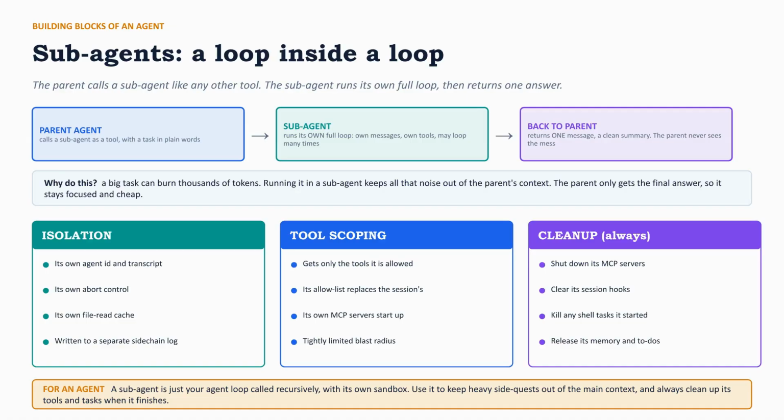The reason is cost and focus. A big task can burn thousands of tokens, so running it in a subagent keeps that noise out of the parent's context. Each subagent gets isolation, scoped tools with a limited blast radius, and guaranteed cleanup of its servers, hooks, shell tasks, and memory. A subagent is simply your agent loop called recursively in its own sandbox, perfect for keeping heavy side quests out of the main context.